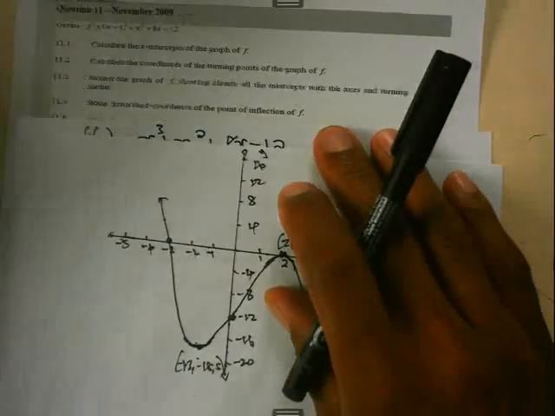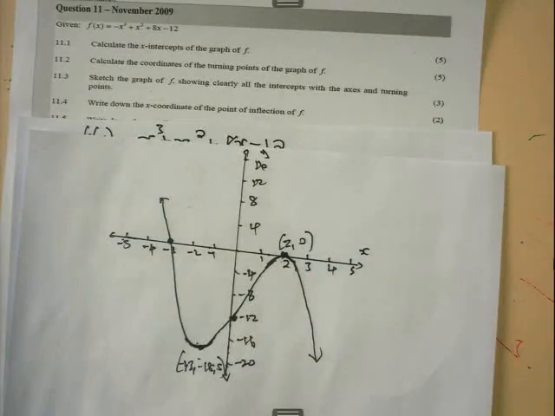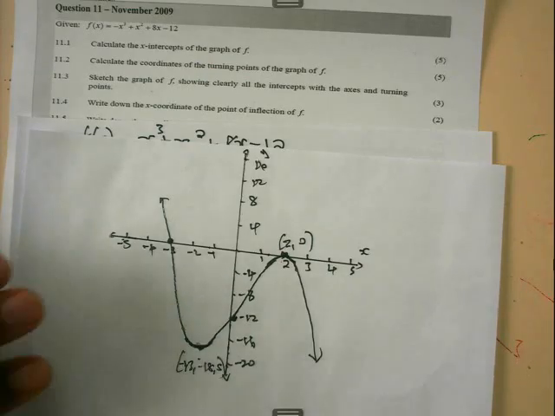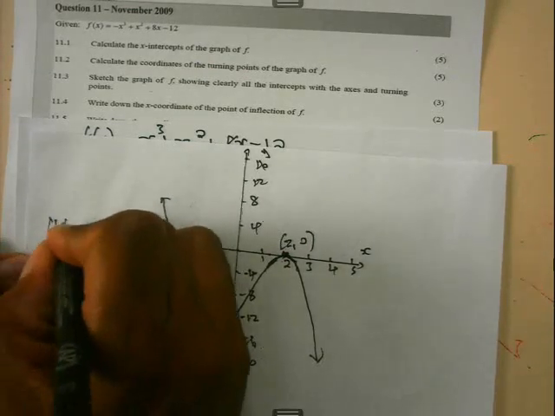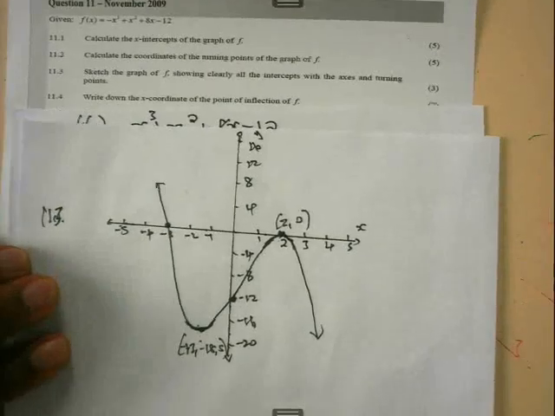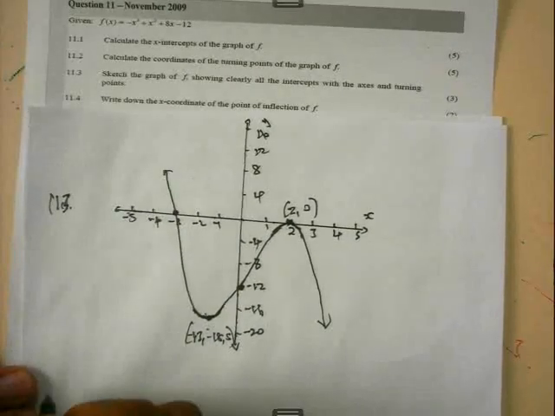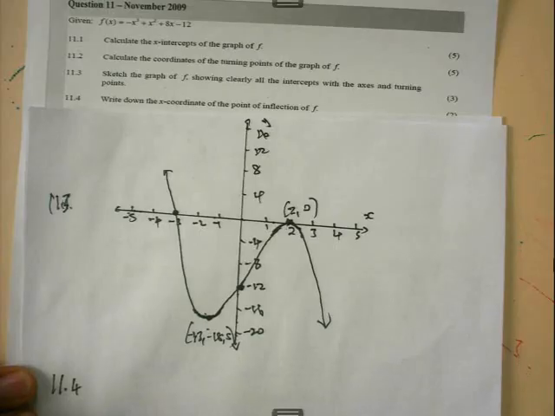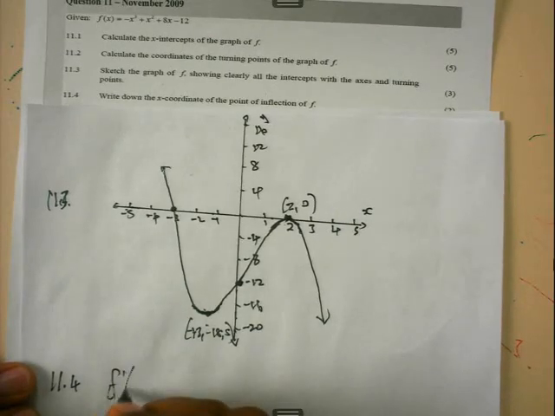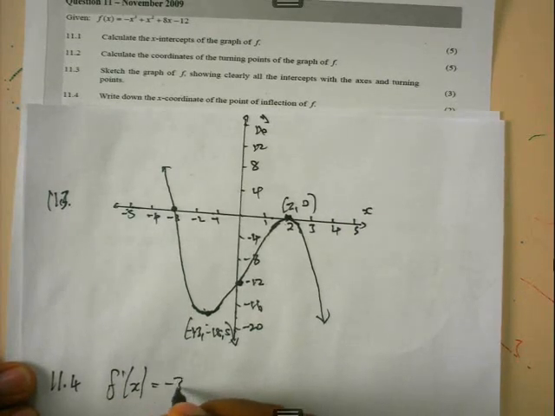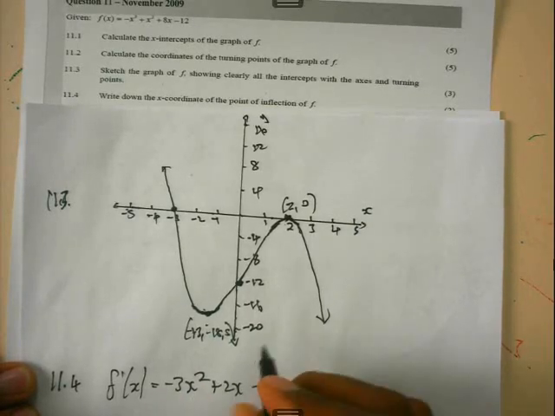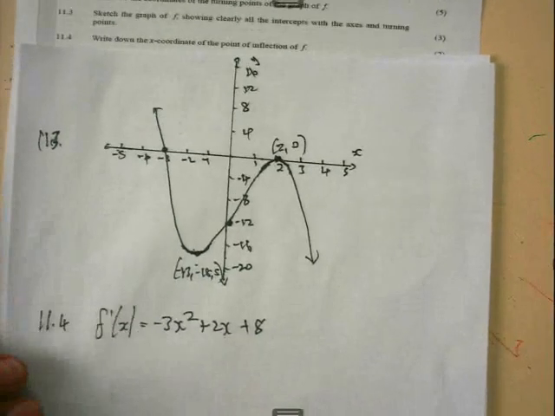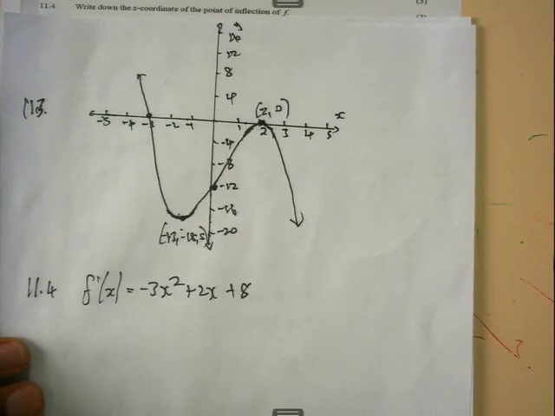Okay, right. We also have question 11.4 that says write down the x coordinate of the point of inflection. Right, boys and girls, what is it that you must do here? Of course, you remember now, we need to find the second derivative. Our first derivative was minus 3x squared plus 2x plus 8. This was our first derivative. Now let us find the second derivative.